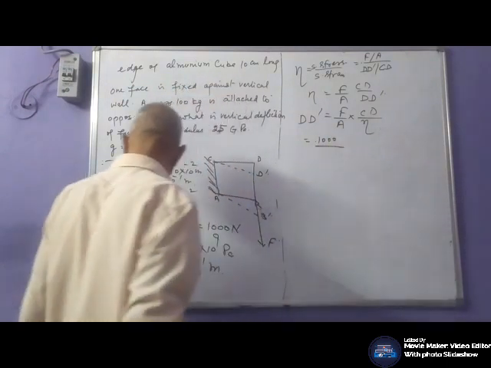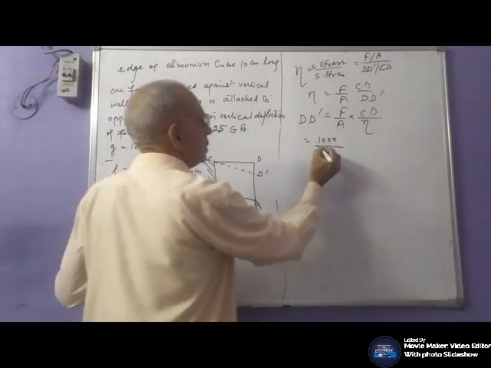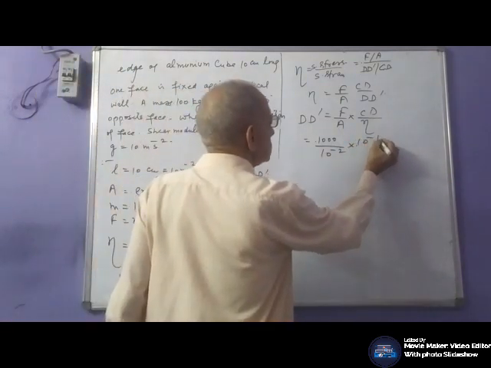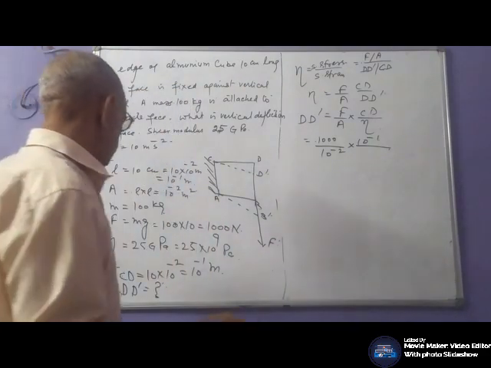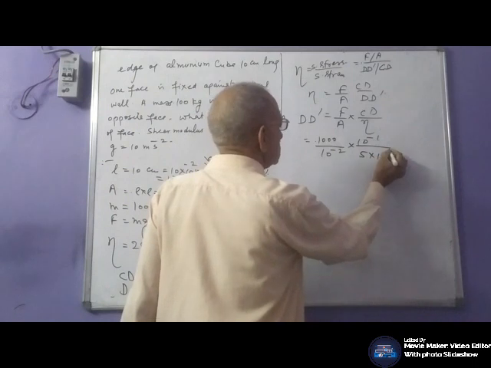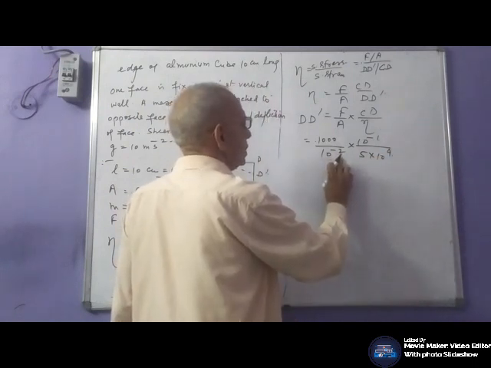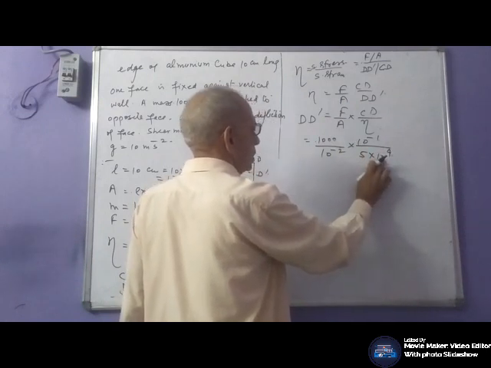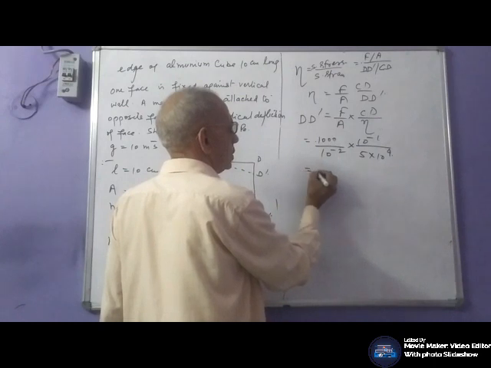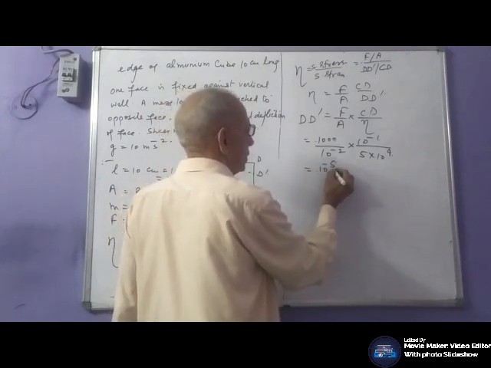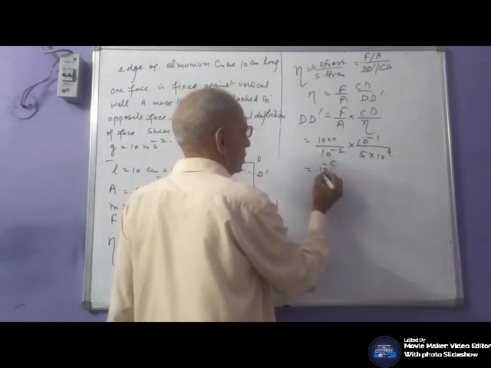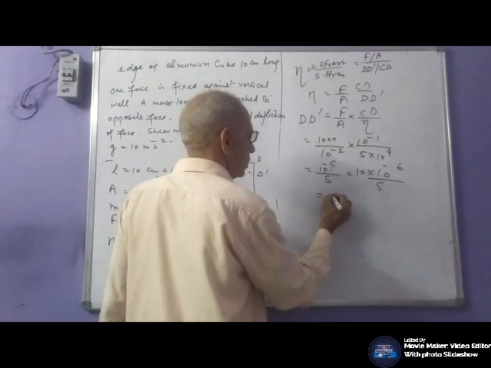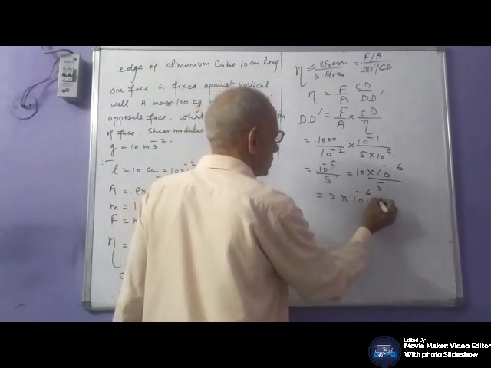F is 1000 Newton, A is the area, CD, and eta. Six, 3, 6, 4, minus 5 by 5, minus 6 by 5, minus 6 meter.